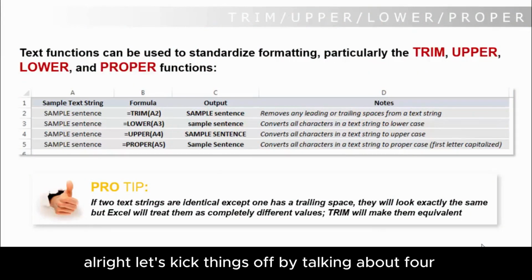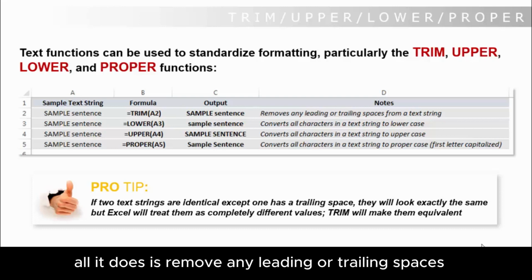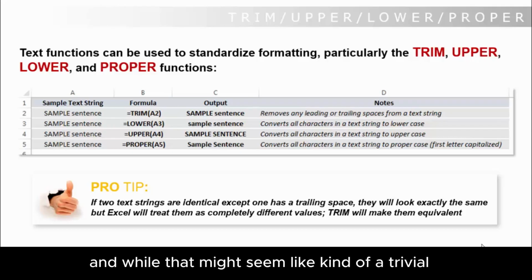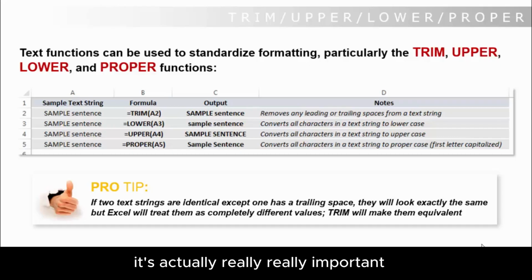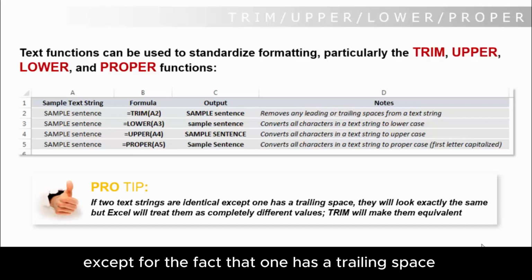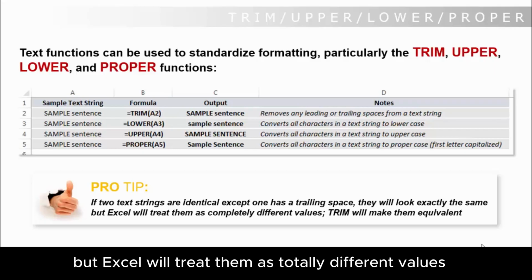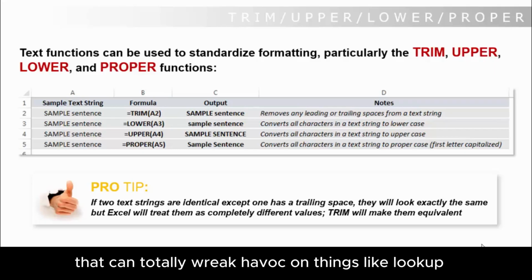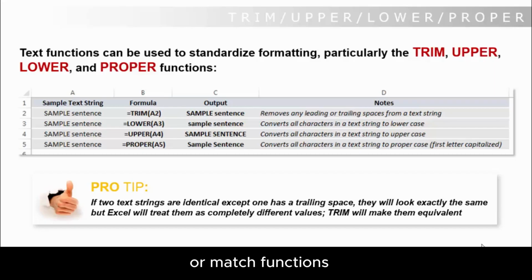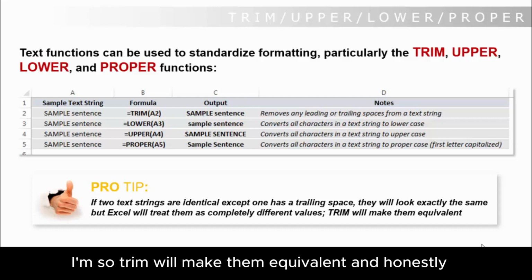All right, let's kick things off by talking about 4 pretty simple text functions: trim, upper, lower, and proper. Starting with trim, basically all it does is remove any leading or trailing spaces from a text string. And while that might seem like kind of a trivial thing for a function to do, it's actually really, really important. And that's because if 2 text strings are identical, except for the fact that one has a trailing space at the end, they'll look exactly the same to you, but Excel will treat them as totally different values. So that can totally wreak havoc on things like lookup or match functions that are trying to find 2 exact values to match. So trim will make them equivalent.